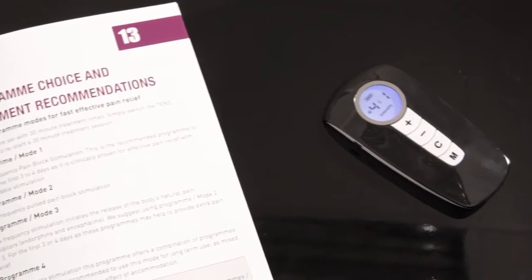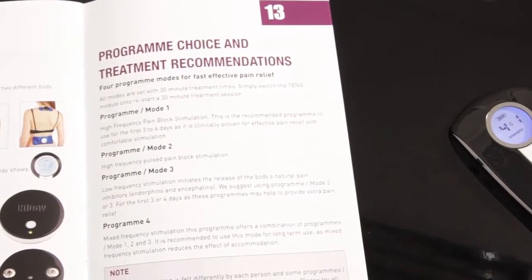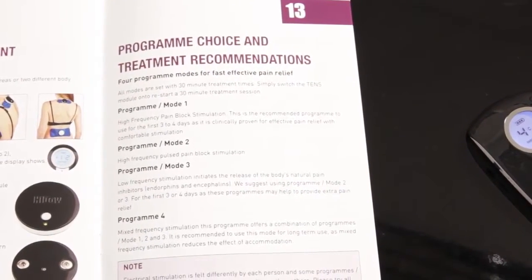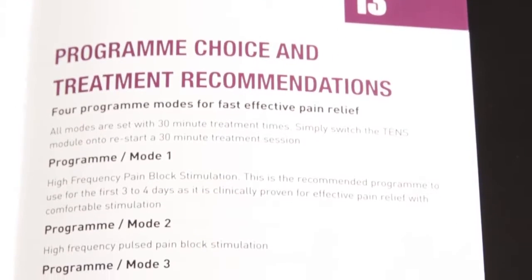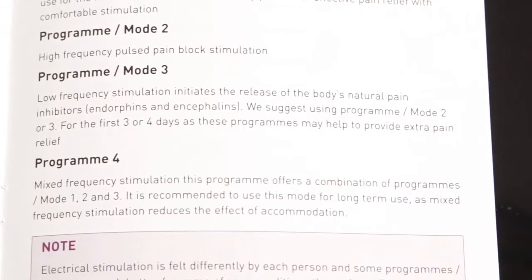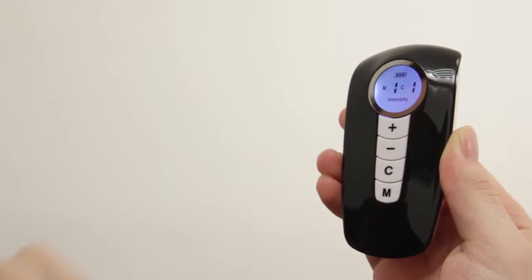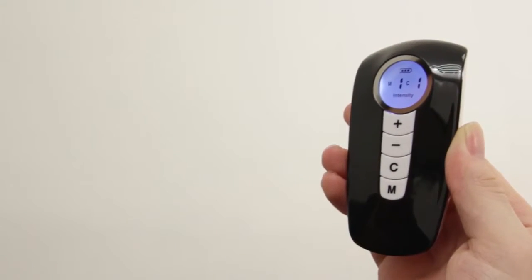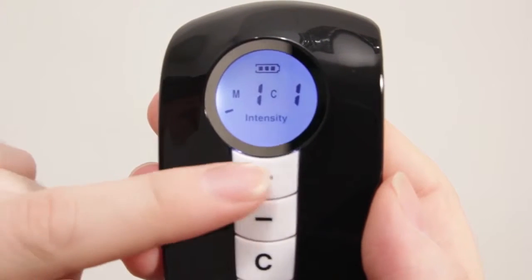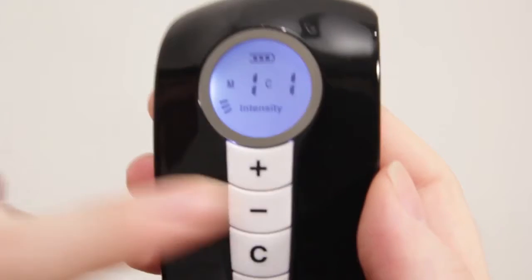Electrical stimulation is felt differently by each person, so try each mode out to see which works best for you. You can find what each mode does in the user manual provided. In this instance, we will use M1, the recommended introduction setting. You can then increase and decrease the intensity by pressing the plus and minus buttons on your remote.